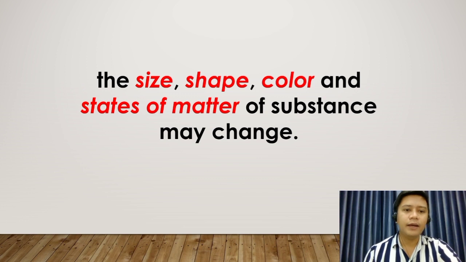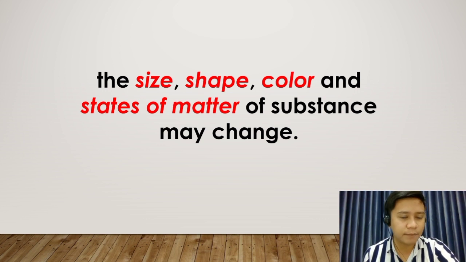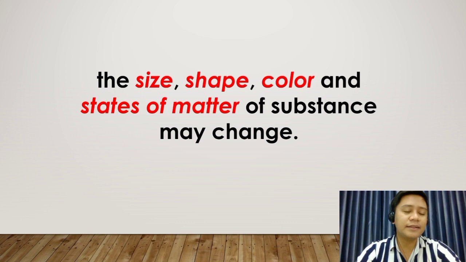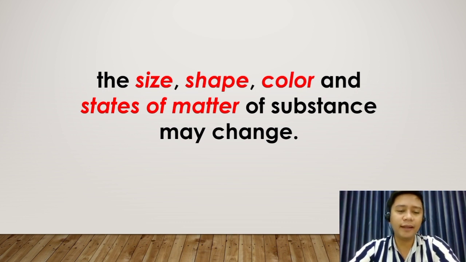So everybody read first one. When we say physical changes, the size, shape, color, and states of matter of substance may change. Size. Can you spell size? S-I-Z-E. Now spell shape. S-H-A-P-E. Spell color. C-O-L-O-R. And the states of matter. Can you spell states? S-T-A-T-E-S. Of, O-F, and the matter, M-A-T-T-E-R.